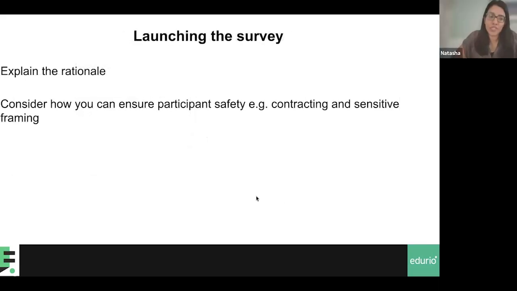So once the questions are carefully crafted and you've thought really carefully about the sequencing of the questions as well, it is then thinking about how you're going to launch the survey. And we would really recommend making sure the rationale for the survey is clear. Avoid just sending a link. As Hannah mentioned early on, it doesn't need to be launched either in a staff meeting or with students in an assembly. So the rationale for it is really clearly understood, and the framing for it as well.